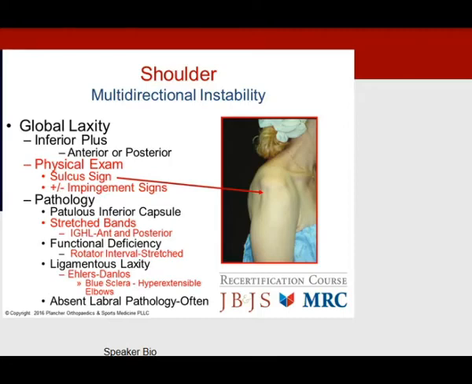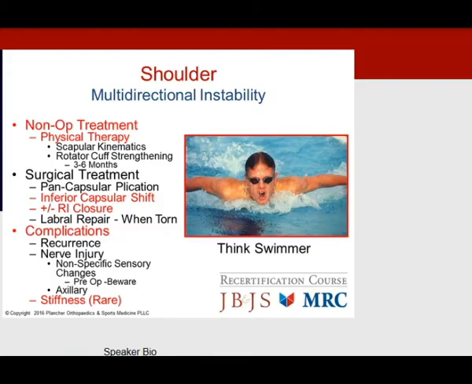And remember that the stretch bands of the anterior and now the posterior inferior glenohumeral ligament will be present. Look for ligamentous laxity or blue sclera on a patient that may have a subtle Ehlers-Danlos. Hyperextensible elbows are also common. For the times that you do operate, realize that a multidirectional instability patient often has an absent or deficient labral pathology. Our swimmers are very commonly seen with multidirectional instability.